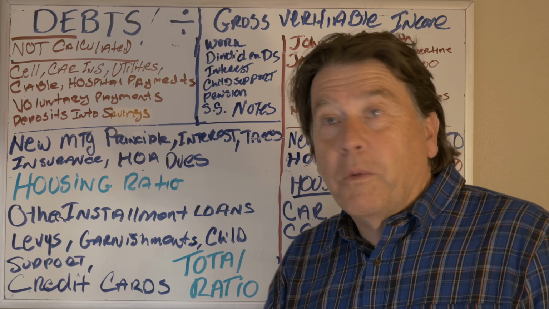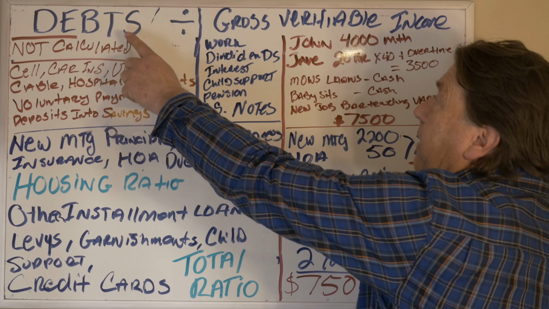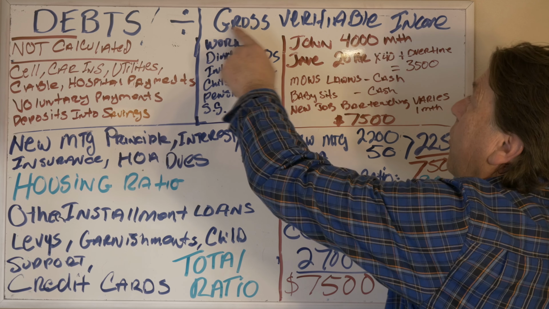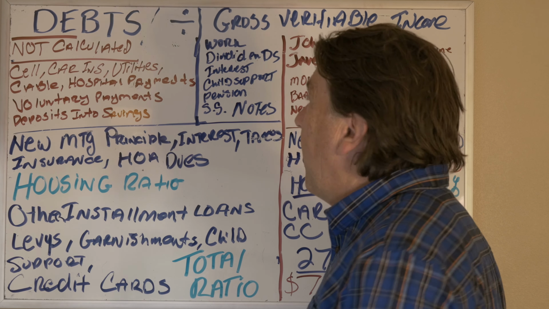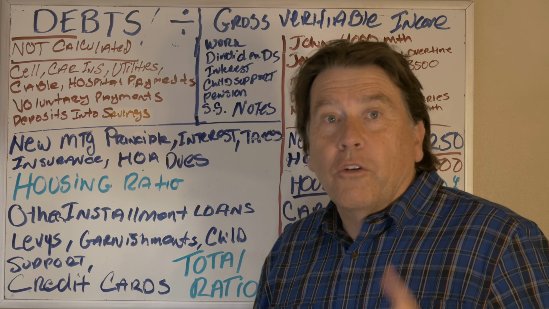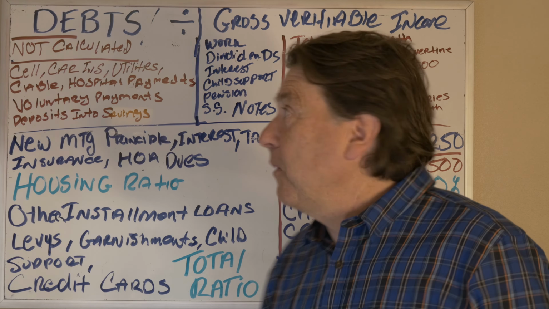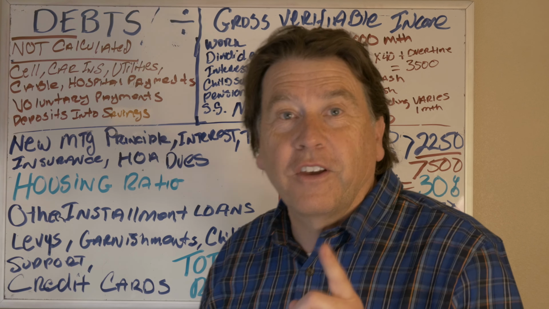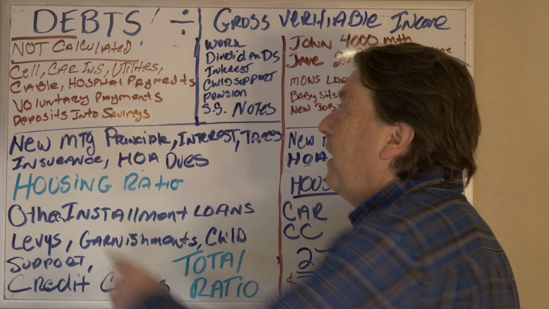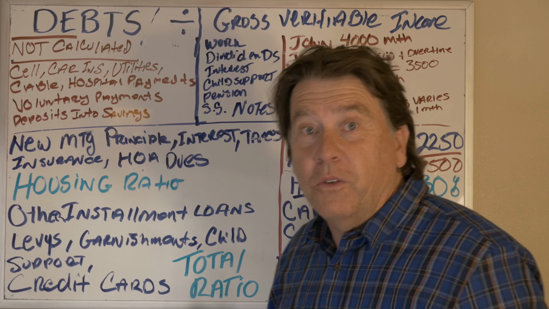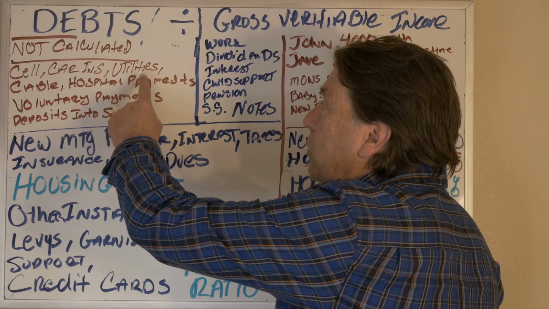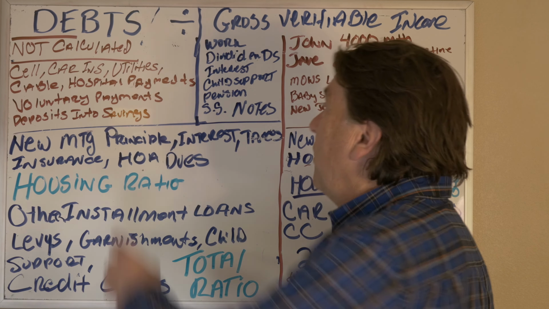So the debt to income ratio is your total debts divided by the gross verifiable income. Okay? Now, when you look at it, there's certain debts that are not calculated into this. So let's look at these. The first one is your cell phone. Even though it might be $100 a month, we don't use it. Car insurance, we don't use that either.